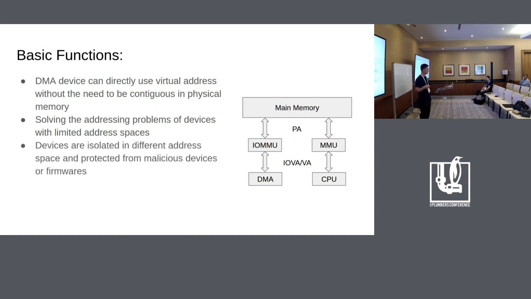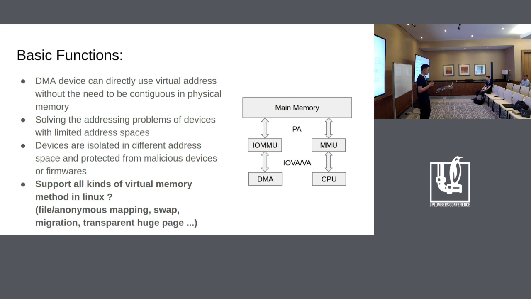And then, devices are isolated in different address spaces and protected from malicious devices and firmware. If we don't have an IOMMU, then a DMA device could destroy any system memory without any privilege protection. So the IOMMU is very important for system design. Ideally, what I want to talk about here is that the IOMMU should help DMA devices support all kinds of virtual memory features: file mapping, anonymous mapping, swap, migration, and transparent huge pages. I'm concerned about the last one because the ones above are not something CPU architecture should concern. The fourth one is something the CPU should concern because they share the page tables, reusing the CPU page tables.